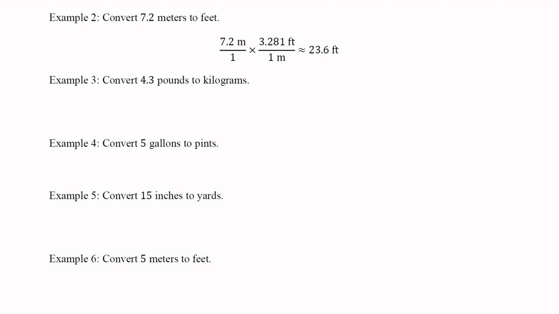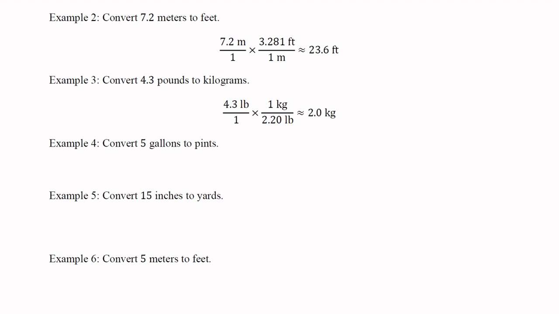For example 3, convert 4.3 pounds to kilograms. So we start with 4.3 pounds, and then we're going to find our conversion factor, which is 2.2 pounds is 1 kilogram. And then we are going to cancel the pounds off the top and the bottom, leaving kilograms on top. And then we'll do 4.3 divided by 2.20, because the 2.20 is on the bottom. And that's going to leave us with 2.0 kilograms.